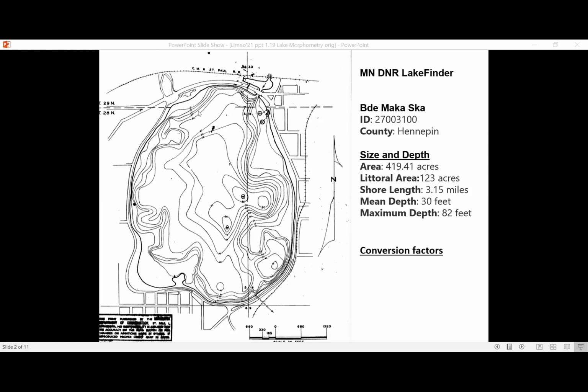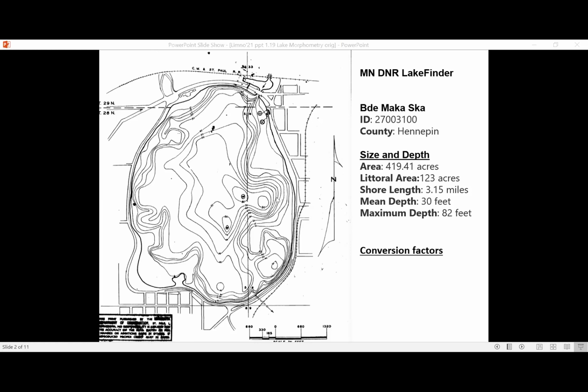And one of these lines here is probably the 15 foot line. 15 foot is generally the easiest way to say the littoral zone is anything less than 15 feet deep. And if you think about how much of this lake is less than 15, I wouldn't say that was more than a quarter of the lake. No. So the percent of the lake that is littoral zone is an important characteristic.